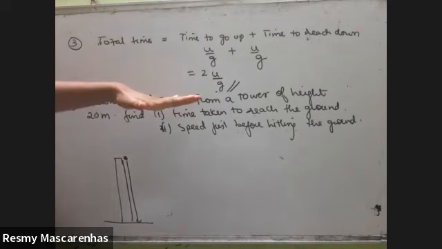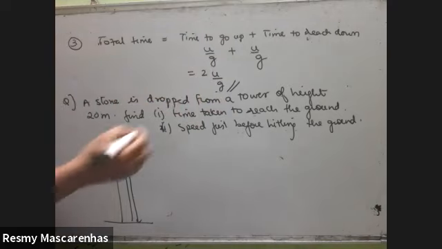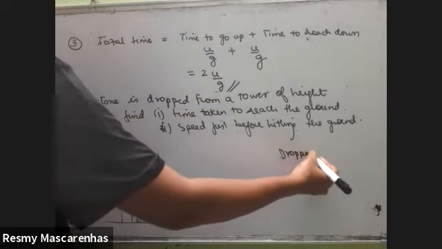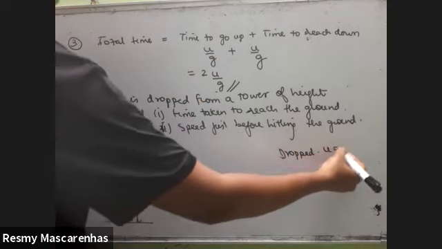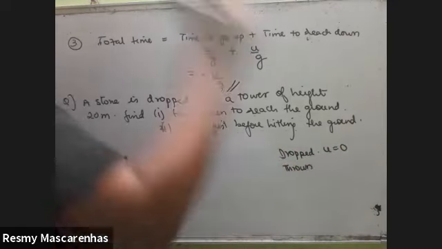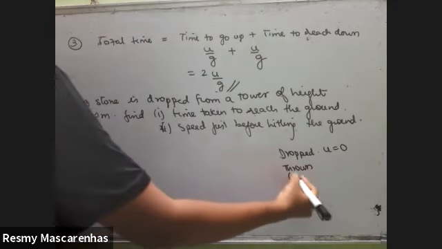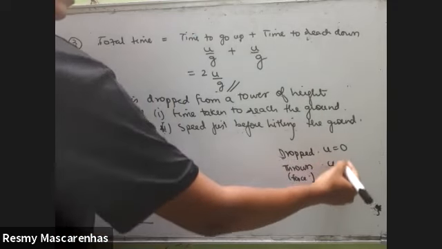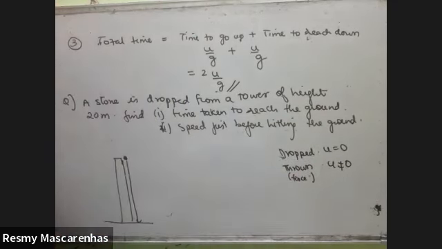You're just releasing it, so it will start at 0. So whenever you have dropped, it means always u is 0. And if it is said thrown, throwing means you are putting some force, so u will not be equal to 0. Then they will give it is thrown at a speed of something. Thrown means you are putting some speed on that. But dropped means always you have to take your start as 0.